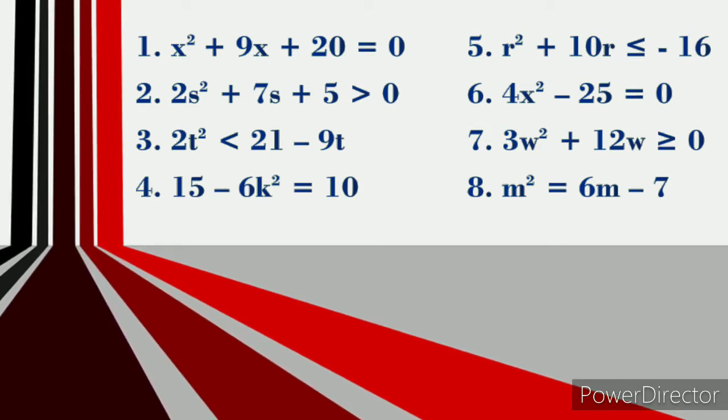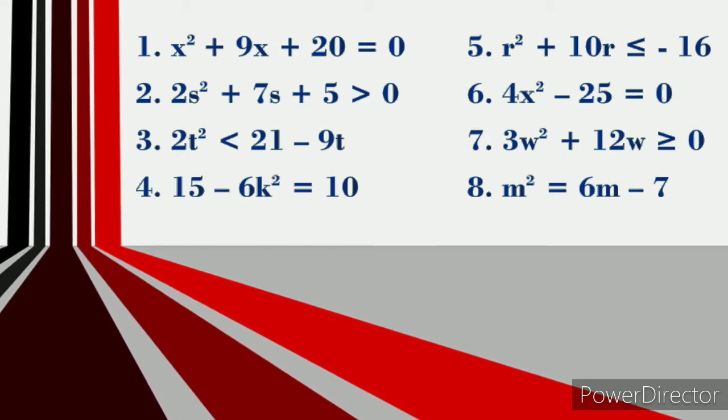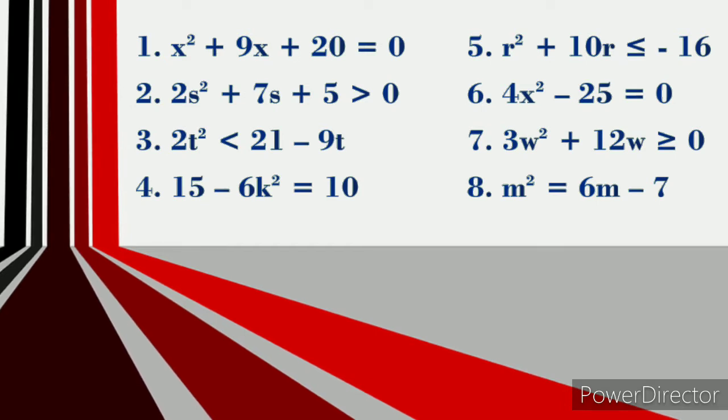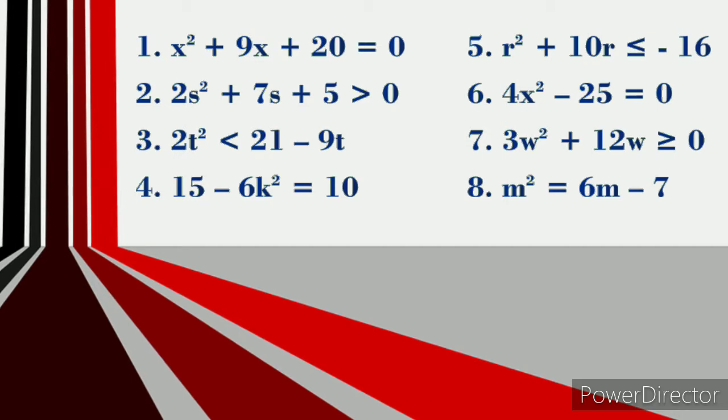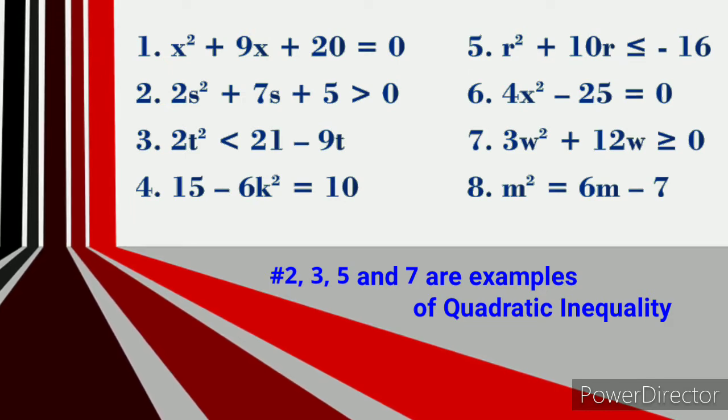Number 6. 4x squared minus 25 equals 0. Number 7. 3w squared plus 12w is greater than or equal to 0. Number 8. m squared equals 6m minus 7. Based on the definition, it is clear that items number 2, 3, 5, and 7 are examples of quadratic inequality.